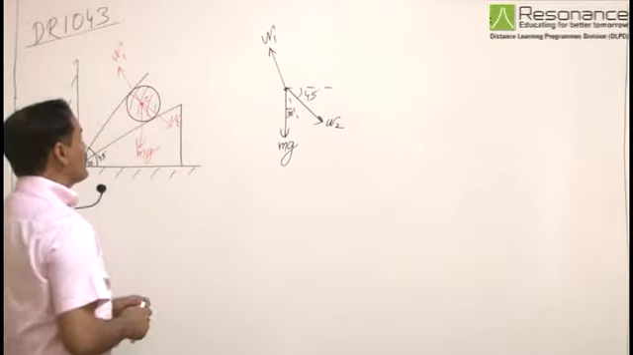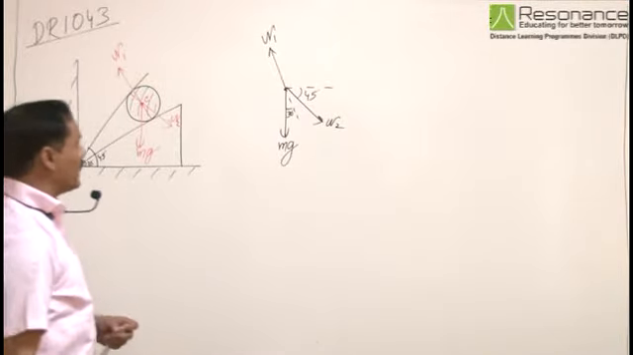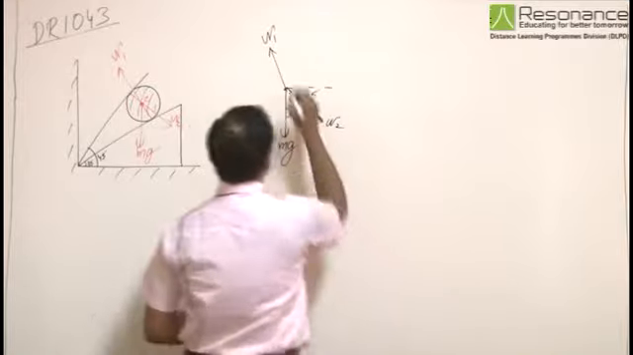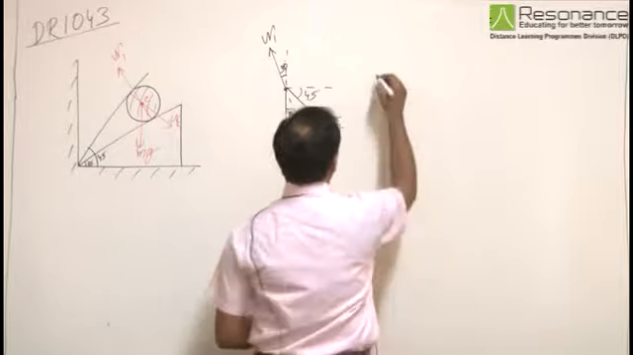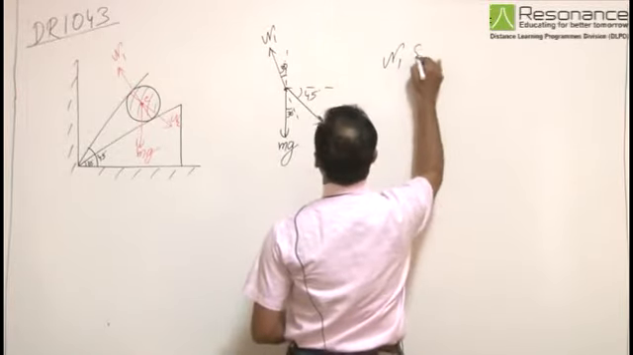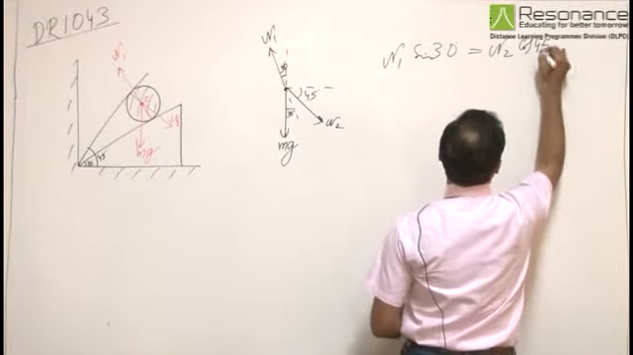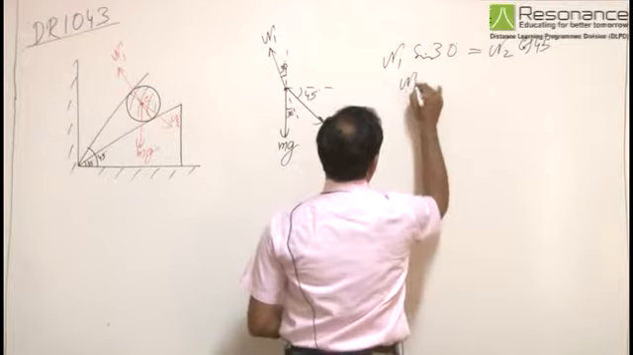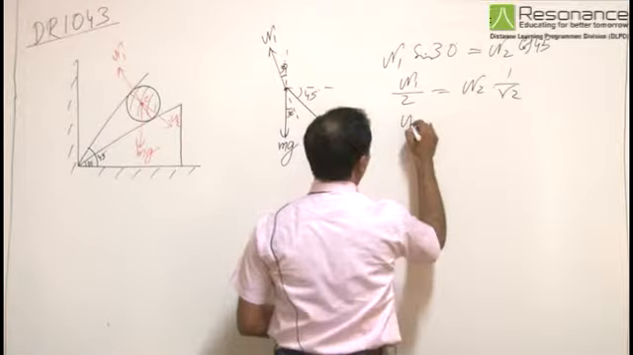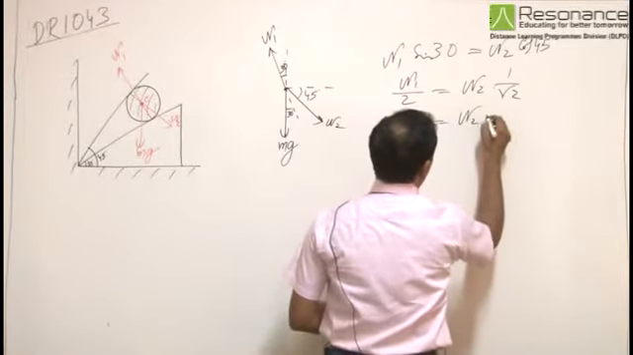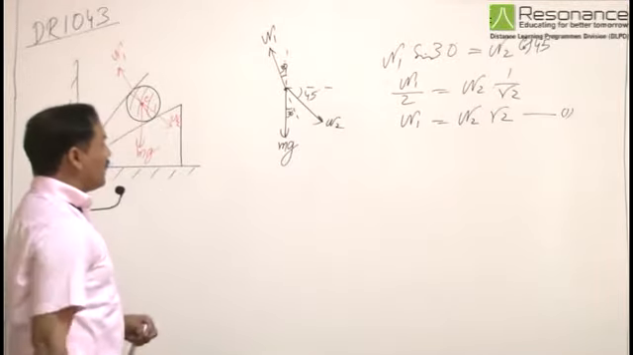As the ball is not moving horizontally or vertically, we balance horizontal as well as vertical forces. If we balance the horizontal forces, then this angle is also 30 degree. We can write N1 sin 30 is equal to N2 cos 45 degree, or N1 by 2 is equal to N2 into 1 by root 2, or N1 is equal to N2 root 2. This is the first equation relating the normal reactions.